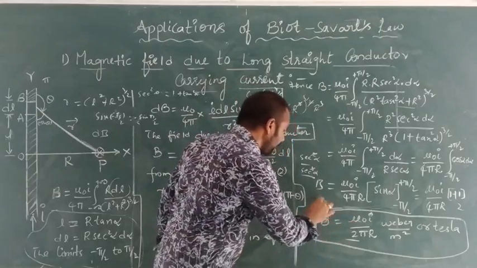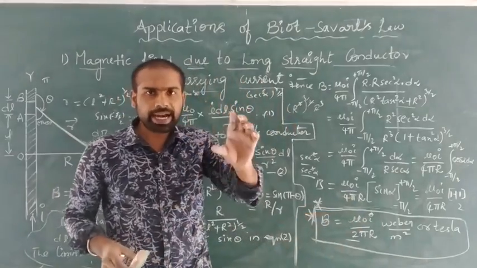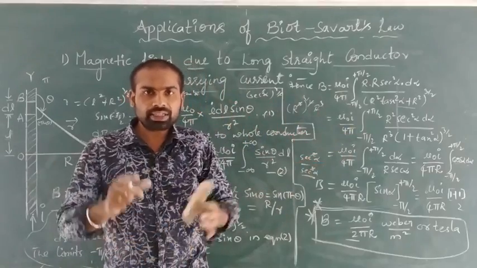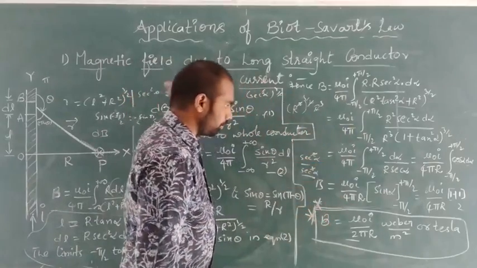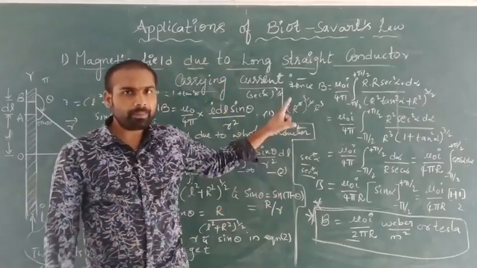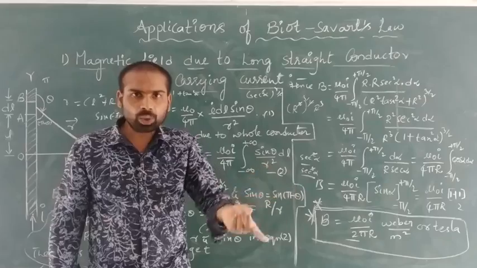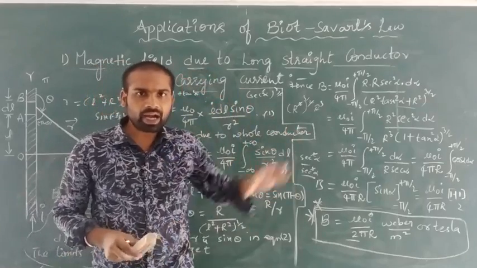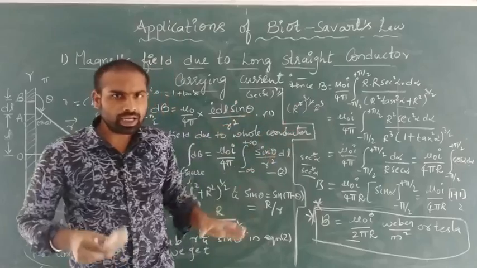This application is important. Already in the last year he asked that: state and explain Biot Savart's law and apply it for a long straight conductor. This is a long answer question of 15 marks. He will ask both to state and explain Biot Savart's law and apply it for the magnetic field due to a long conductor, or a circular loop, or a solenoid. Like that we have 3 applications. He may ask the straight conductor, circular loop or solenoid. So these are the applications.